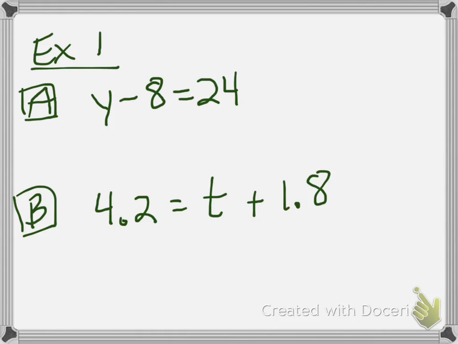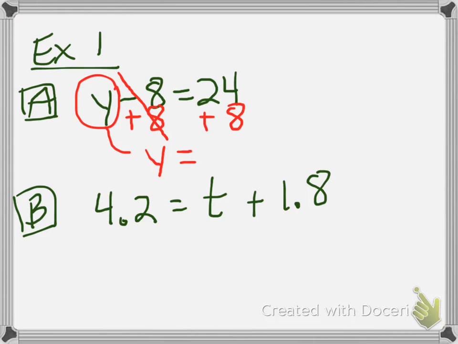So here's example 1, y minus 8 equals 24. I want to solve for y, so in order to get something like y equals, I have to take this negative 8, or subtraction, I'm going to do the opposite. So instead of subtracting 8, I'm going to add 8. And negative 8 plus 8 is 0, so that goes away. I'm only left with this y. Okay, there it is right there. y equals, and then 24 plus 8, that gives me 32.